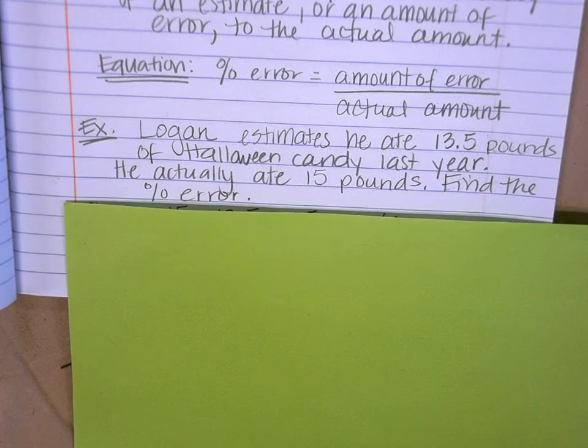Logan estimates he ate 13.5 pounds of Halloween candy last year. But he actually ate 15 pounds. Find the percent error. Okay? So we could change it. We could say Josh M. Can you say Zach? No, we already did that. Estimates he ate 13.5 pounds of candy, and he actually ate 15.